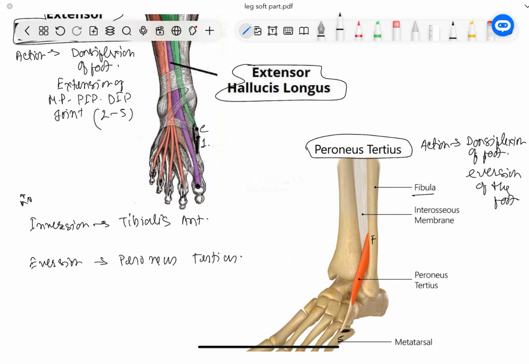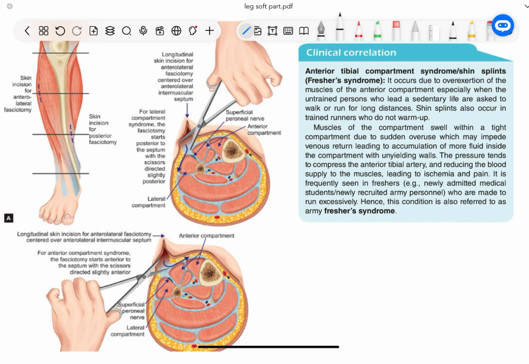peroneus tertius. Now, there is a condition we are going to get specifically in the anterior compartment, if the person is overdoing exercise. Specifically when untrained persons do vigorous hard work, there is a possibility that the muscles in this compartment get swollen, a tight compartment, due to sudden overuse and venous return loading. So, there might be accumulation of fluid.